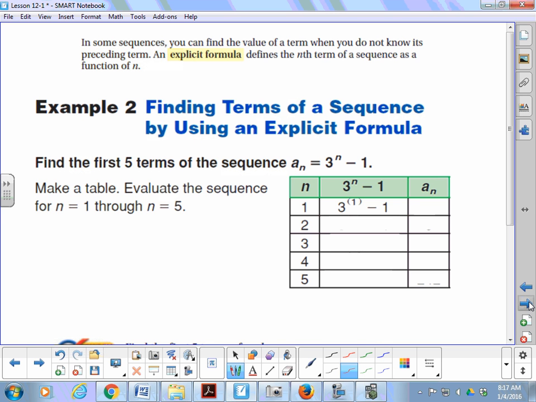So when we use an explicit formula, all we're doing is plugging the term number in for n. And this is one you actually could do right in your y equals of your calculator, because all we're doing is plugging specific numbers in from a table.